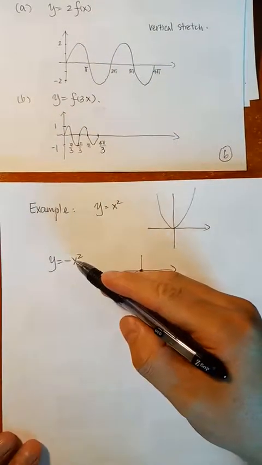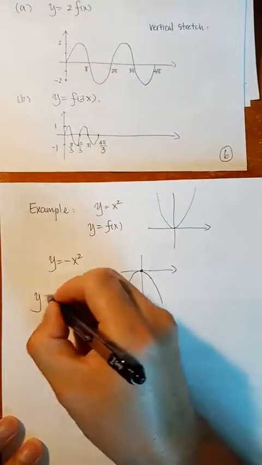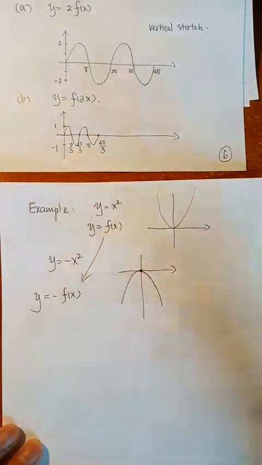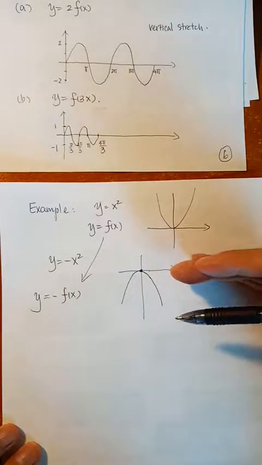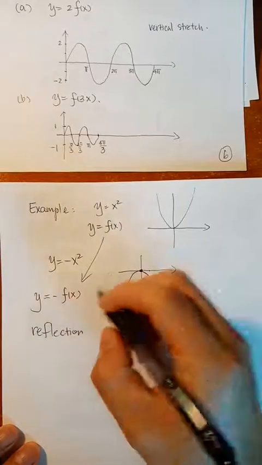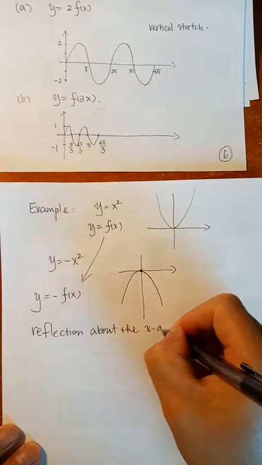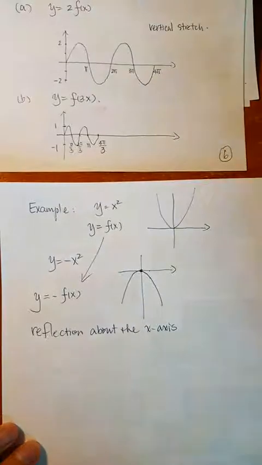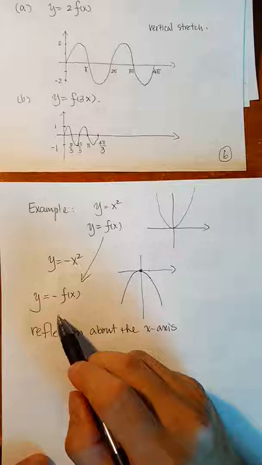So negative of the function is the so-called reflection about the x-axis, or vertical reflection. The reflection about the x-axis. So you flip it down. So the reflection about the x-axis is what you get if you directly have negative f(x).